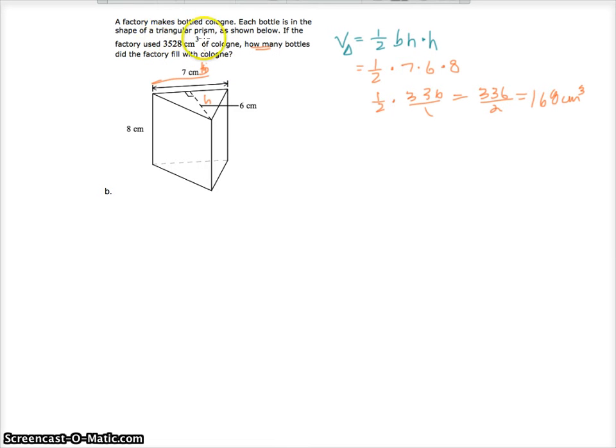Well, if I know that I had this much cologne total and this much for one bottle, I'm going to divide the total by one bottle to get the number. So it's going to be 3,528 divided by 168. And that equals 21 bottles.